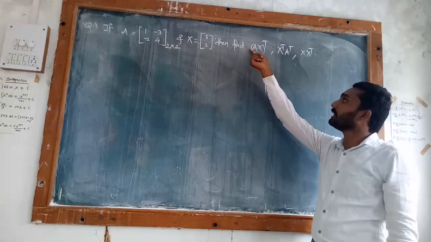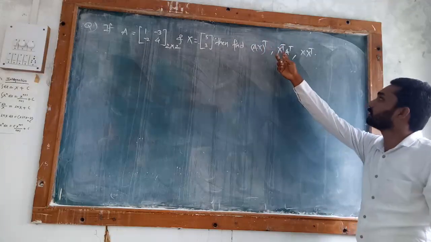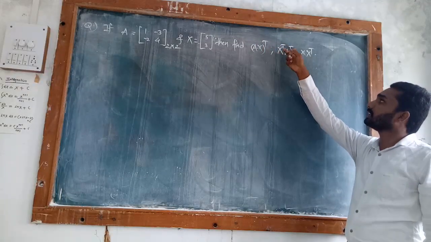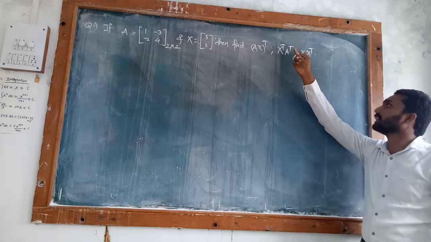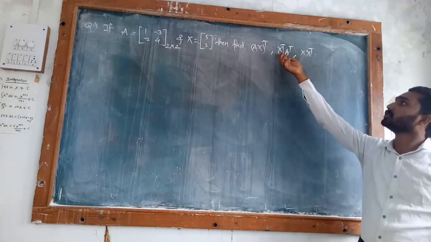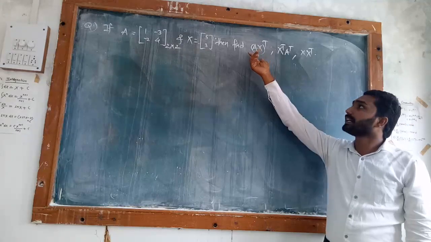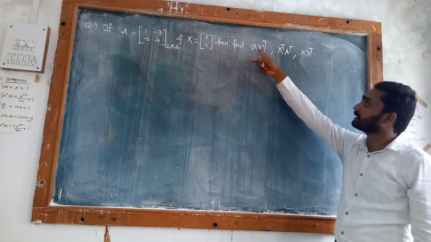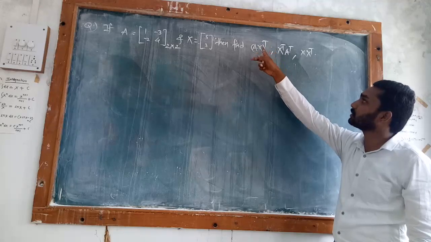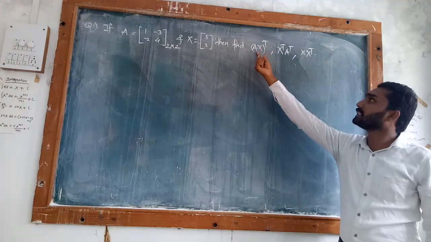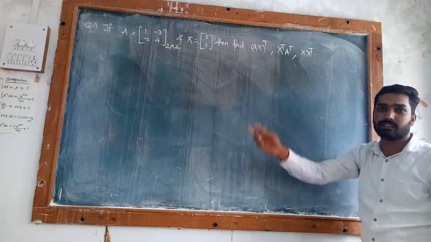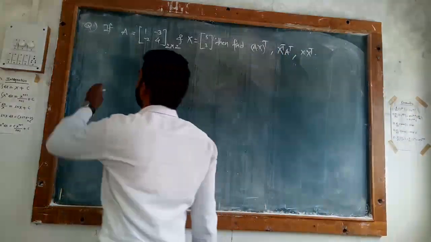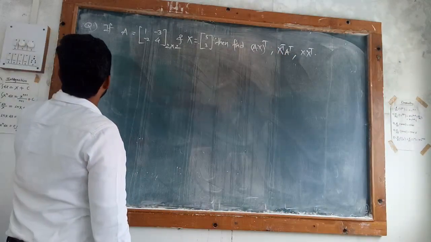We have to find three values. The first value is the transpose of AX. The second value is X transpose and A transpose. And the third value is X into X transpose. Now if we have to find the transpose of AX using the properties of transpose, the transpose of AX becomes X transpose and A transpose. That means this value and this value are equal. Okay, so now the solution.